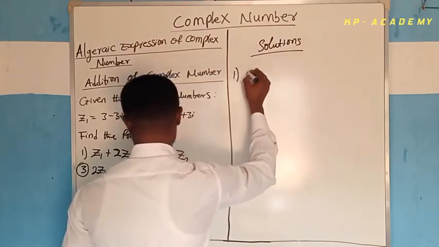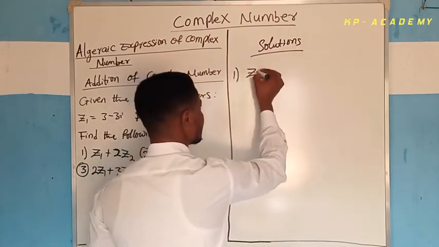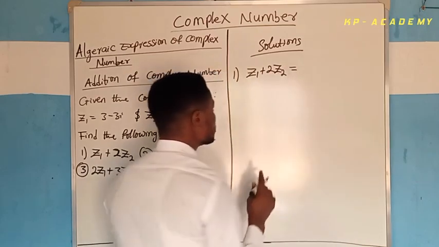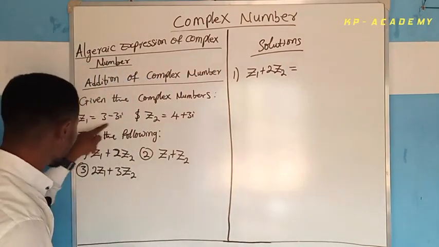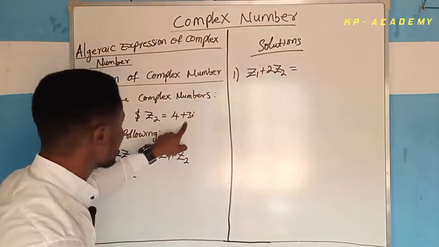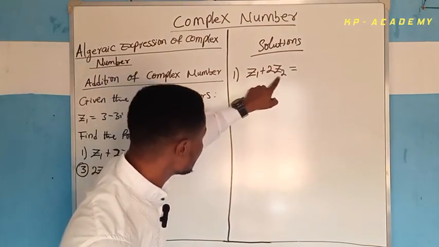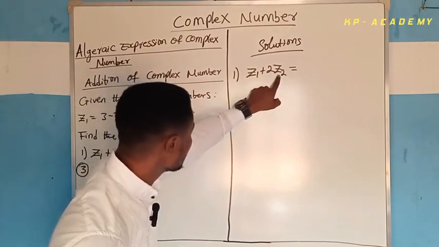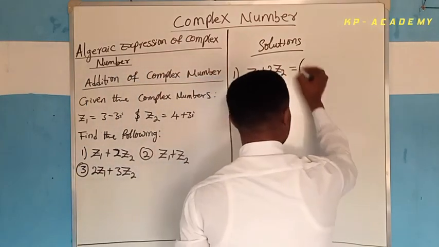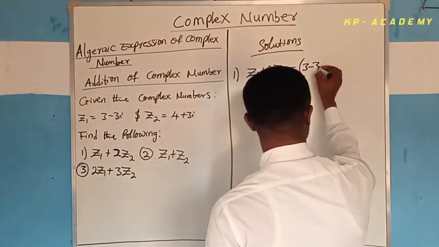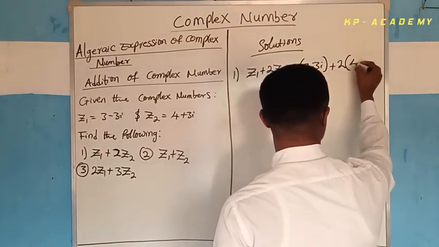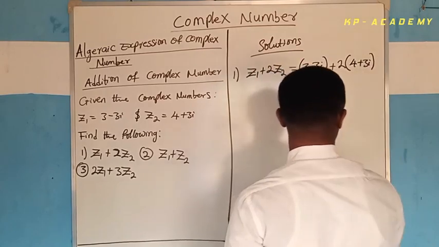For number one, find z1 plus 2z2. All right, so of course we need to have in mind what z1 is. z1 is nothing but 3 minus 3i, and z2 means 4 plus 3i. Now the 2 in front of this z2 means that whatever z2 is, we are going to multiply it by 2. So we open a bracket and say 3 minus 3i as our z1 plus 2 into 4 plus 3i as our z2. So this is it.